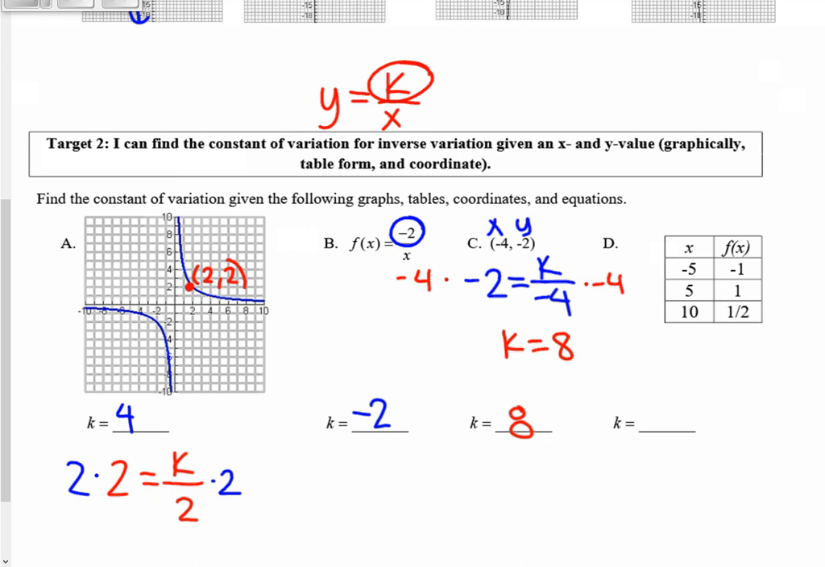On D, we're given points. We're just given several points. You can pick any point you want to use. I'm going to pick the point in the middle, 5, 1, because it doesn't have a fraction and they're both positive. So remember, f of x is the same thing as y. So we'll have 1 equals k over 5. Multiplying both sides by 5, I know k equals 5.